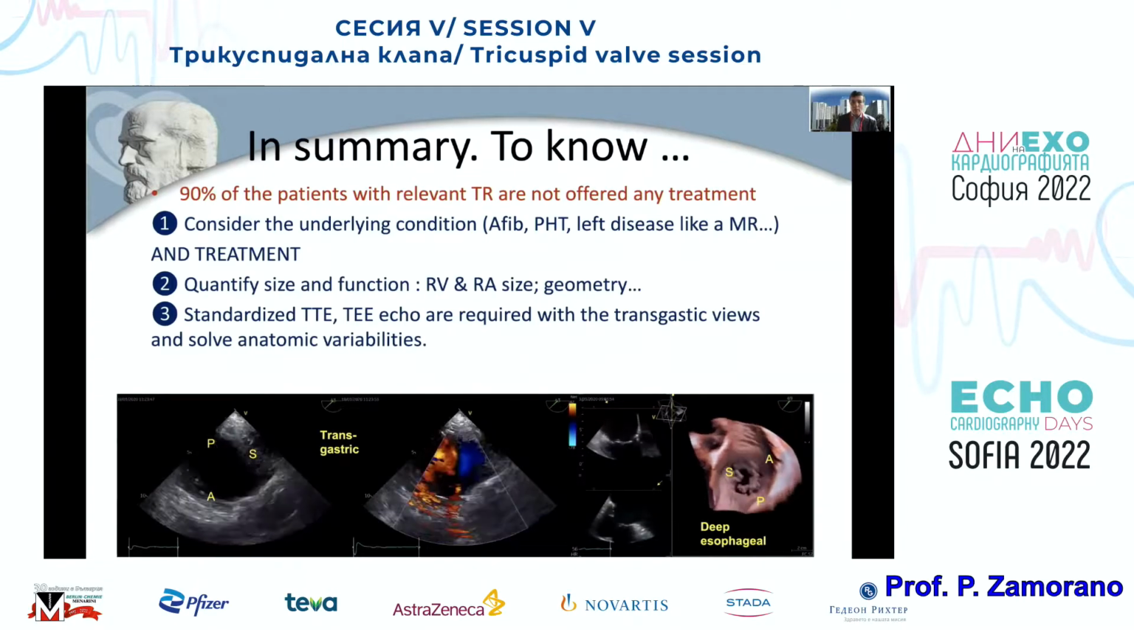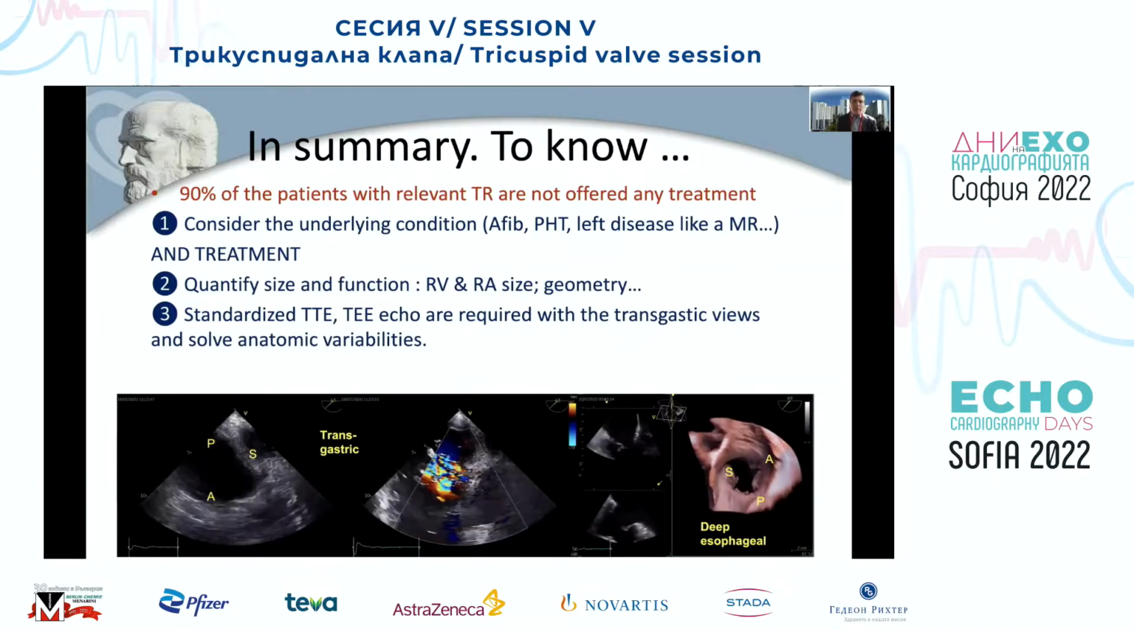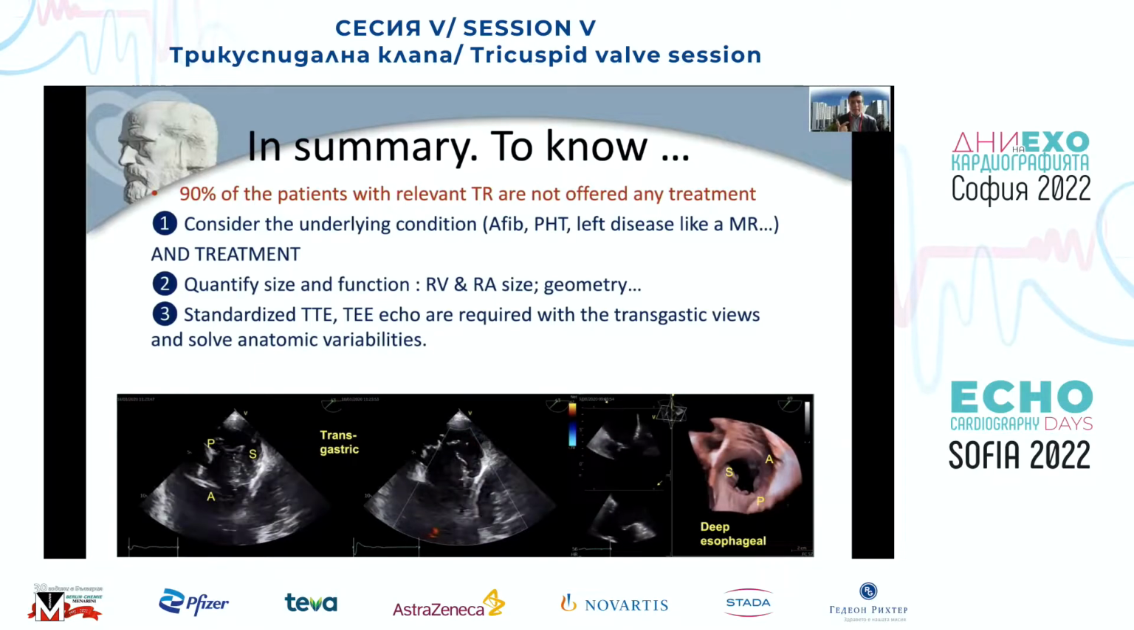In summary, what are the main things that you should remember? 90% of the patients with relevant TR are not offered any treatment. This is something that we need to consider because the prognosis of these patients is not good. We need to consider the underlying condition like atrial fibrillation and pulmonary hypertension. So this is why we need to talk about atrial, ventricular, lead-related or primary tricuspid regurgitation. It's not so easy as primary or secondary.